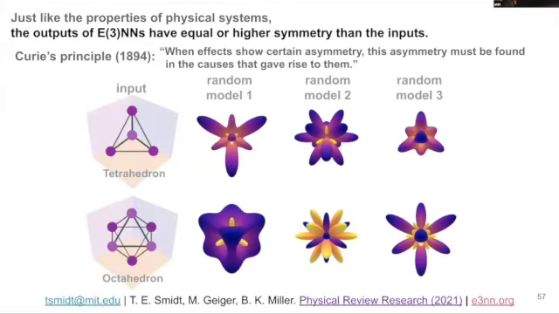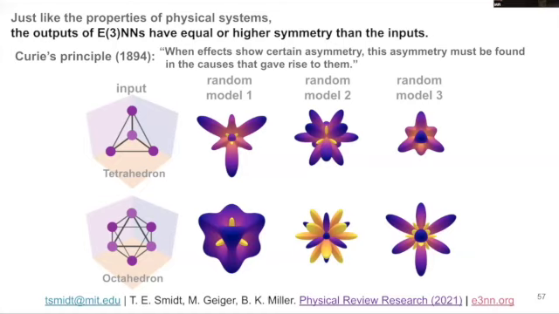And so you basically get this thing called Curie's principle, which was articulated by Pierre Curie in 1894: when effects show certain asymmetry, this asymmetry must be found in the causes that gave rise to them. These networks can't break symmetry. Even if you take an untrained neural network, so these are 3 random models, and you give them inputs that have a certain symmetry, either a tetrahedron or an octahedron in this case, and you have it output a bunch of spherical harmonic coefficients, this is what you get. You get things that have the same symmetry as the inputs.